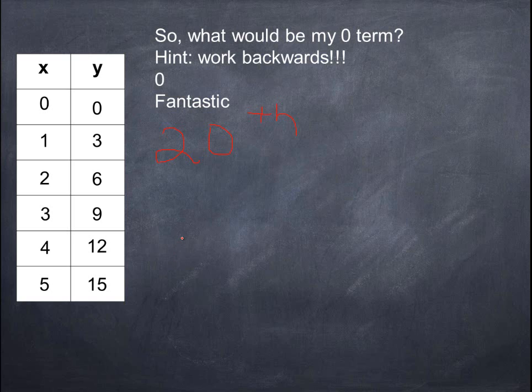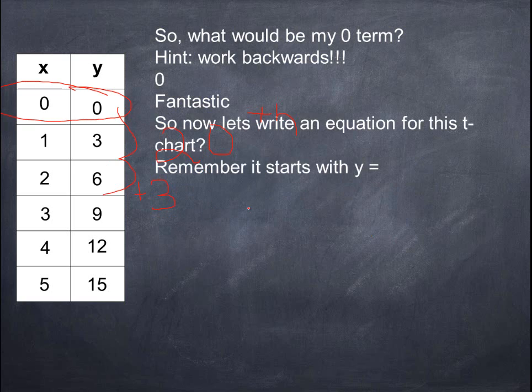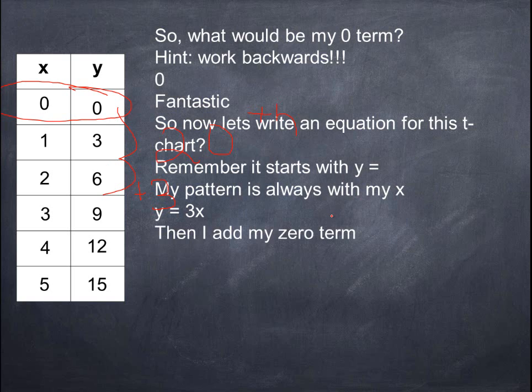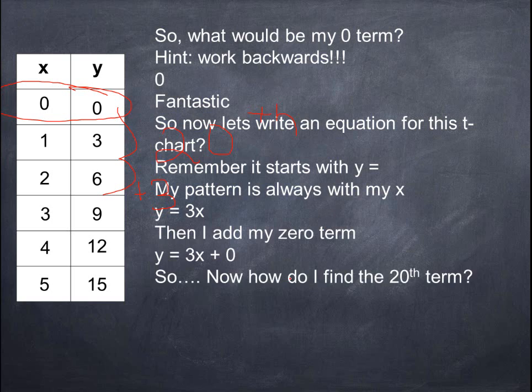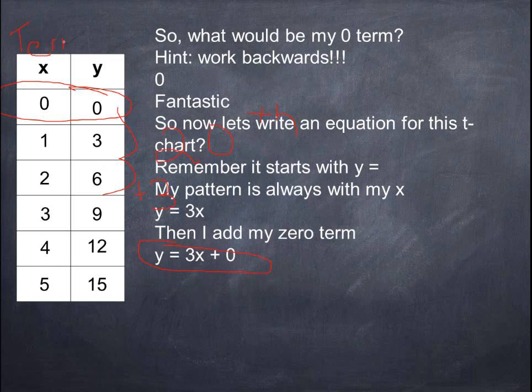The easiest thing to do is write your equation now. We know the 0 term and we know the pattern's plus 3. So what's my equation? Remember, it starts with y equals. So my pattern is 3, so that goes with my x. And my 0 term is 0. So my equation is 3x plus 0. So remember, my x are my terms.